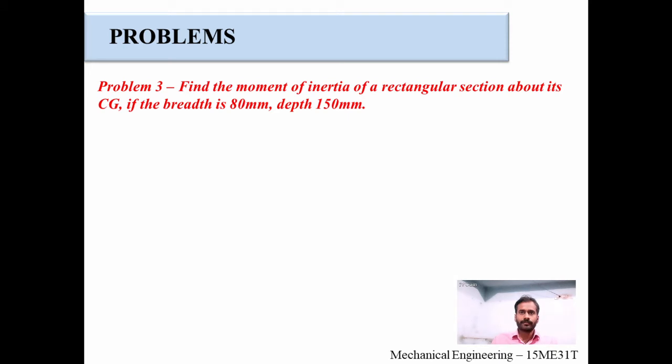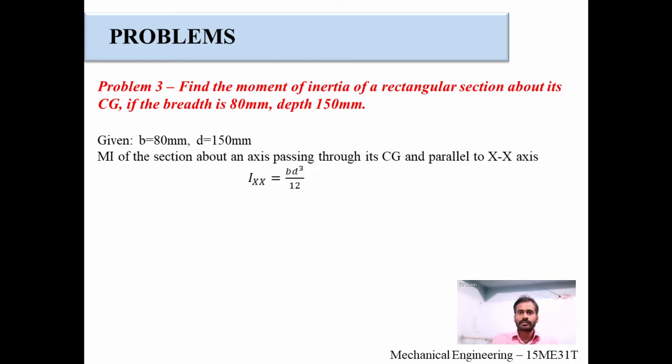Moving on to the third problem, find the moment of inertia of a rectangular section about its center of gravity if the breadth is 80 millimeter and the depth is 150 millimeter. From the question, you write down the given data, that is breadth B is equal to 80 millimeter and D is equal to 150 millimeter. Now use the formula, that is moment of inertia of the section about an axis passing through its center of gravity and parallel to the xx axis is Ixx is equal to BD cube by 12.